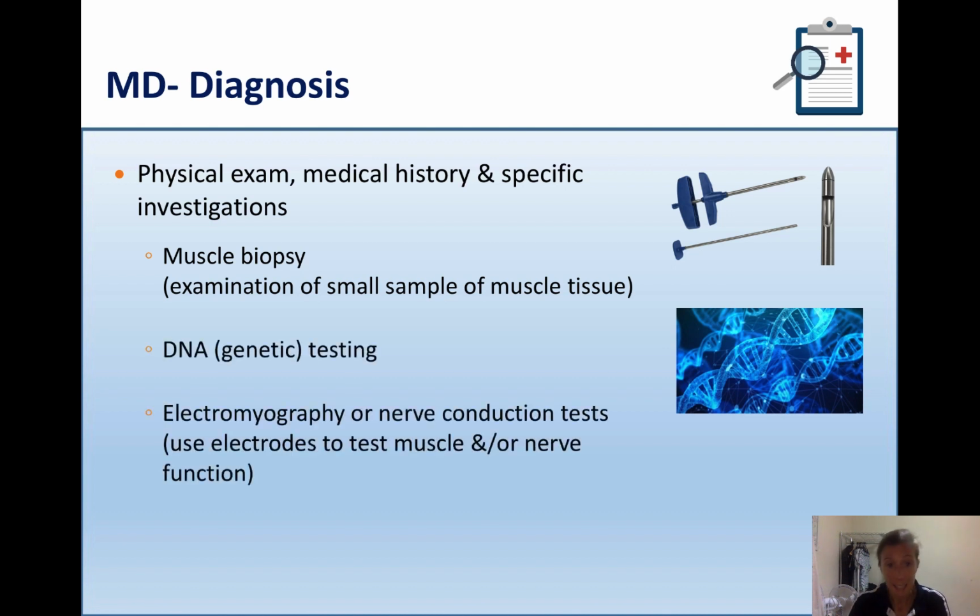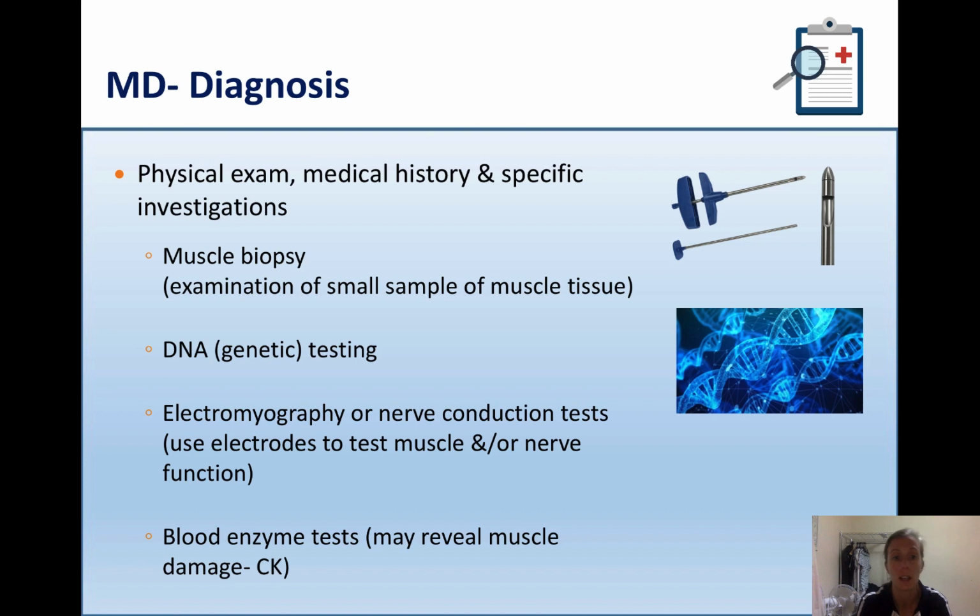DNA genetic testing, electromyography or nerve conduction tests. So this is where we actually use electrodes to test the electrical impulses, so the signals of the muscles, to see what kind of function there is, and potentially also blood enzyme tests. So these might help reveal muscle damage, and CK or creatine kinase is one of your more common biomarkers that could be used in that setting.